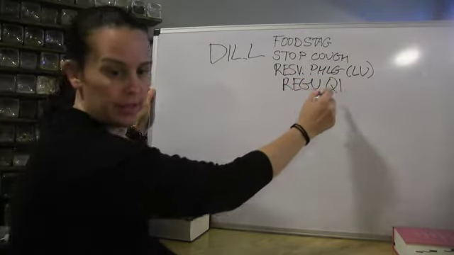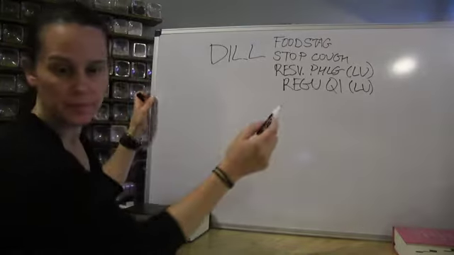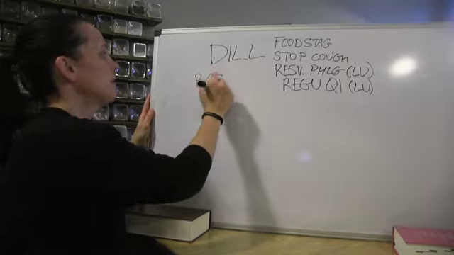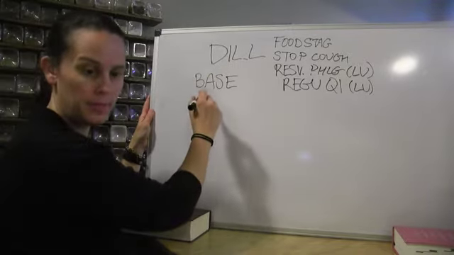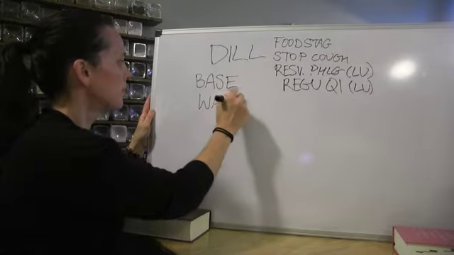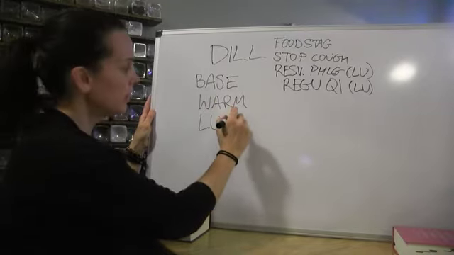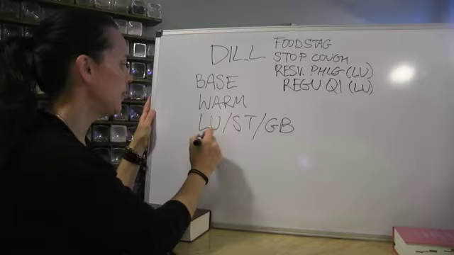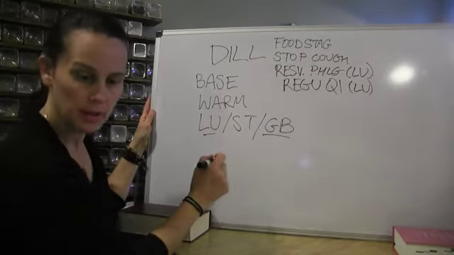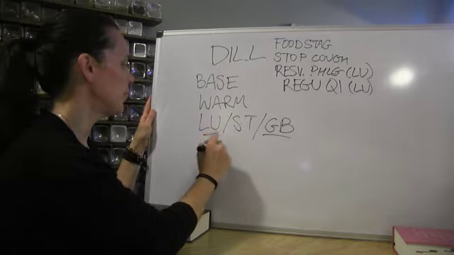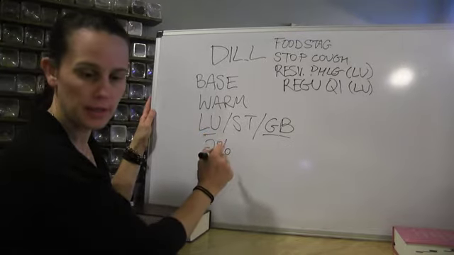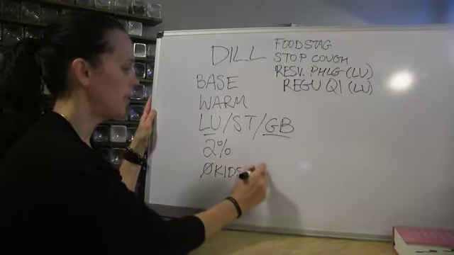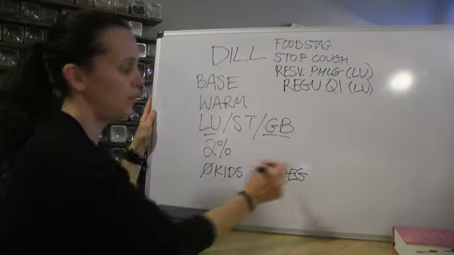These are categories. Again, lung. Okay, it is a base note. It is warming. Goes to the lung, stomach, and gallbladder. Primarily lung and gallbladder. It's a 2% dilution, so a low dilution rate. It is contraindicated for children and contraindicated in pregnancy.